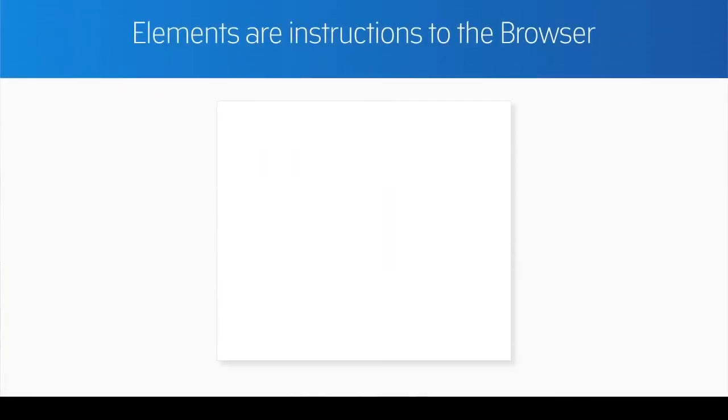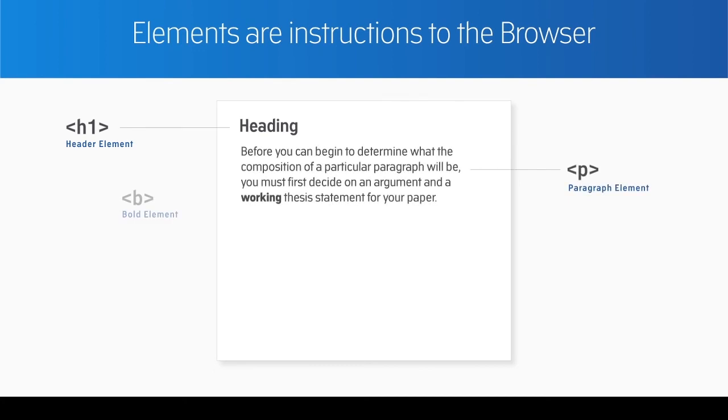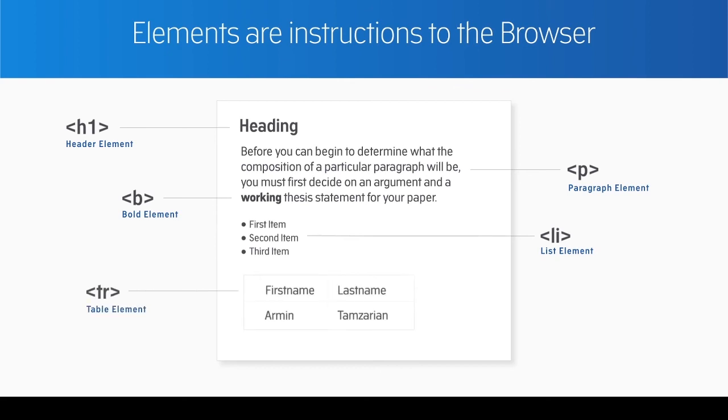Elements say things like, make this text the main heading, make this text a paragraph, make this text bold, make a list out of this content, display this content in a table. And no matter how complex and sophisticated today's web applications are, at the heart of, say, Facebook and YouTube lies this simple structure.